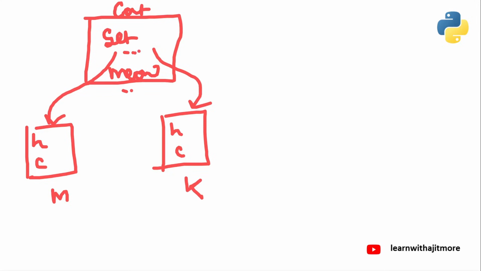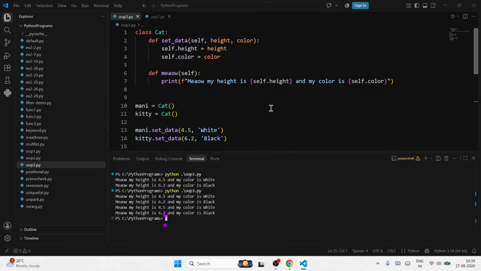How does set data know I have to access money? How does set data know I have to access kitty? How does meow know now I have to access money's reference? I have to access kitty's reference. Very simple, how is it taking so much time to answer just one thing?